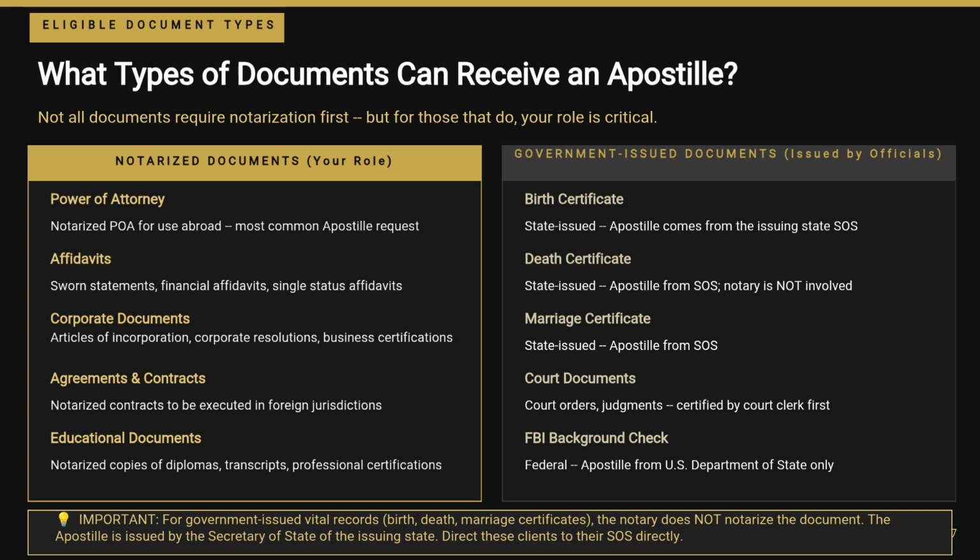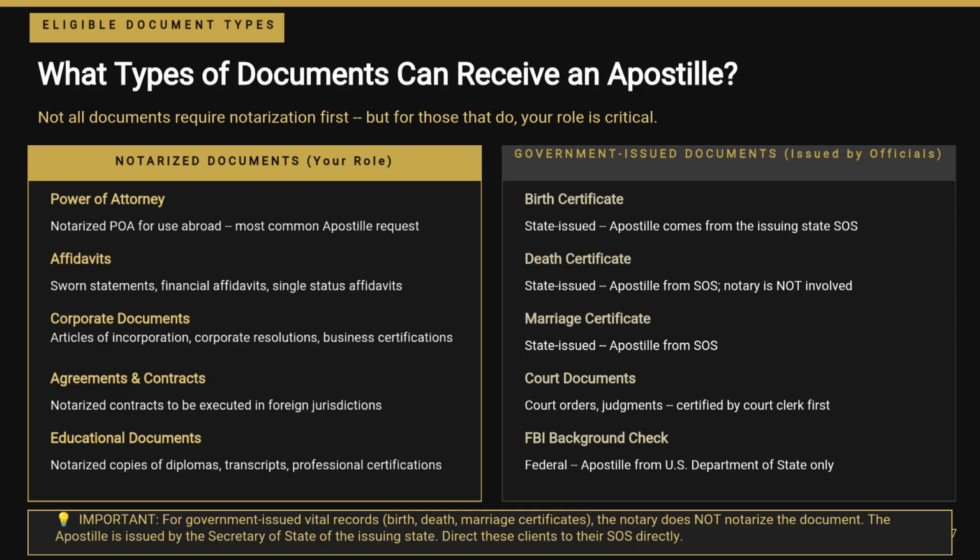Not every document that gets an apostille was notarized first. There are two fundamentally different types. Documents that come to you first, things like powers of attorney, affidavits, corporate resolutions, and notarized copies. These are the documents where you have a role. You notarize them, and then they go to the Secretary of State for the apostille.